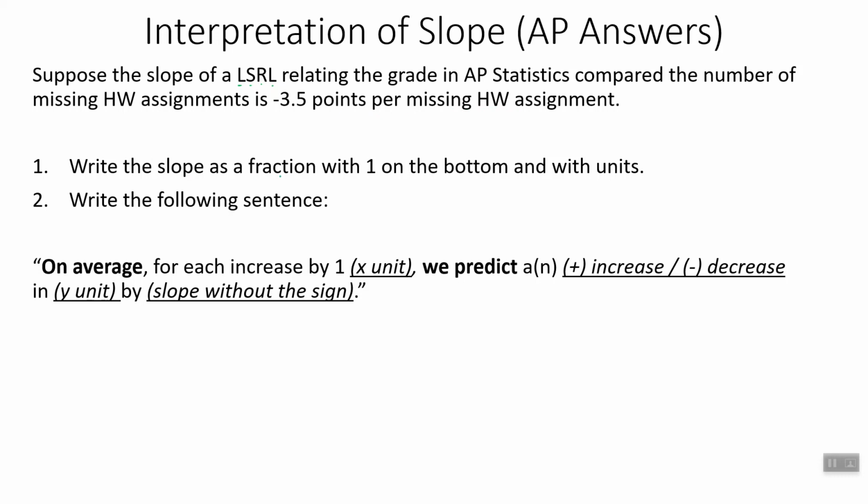First thing we want to do is write the slope as a fraction with 1 on the bottom and with units. So our slope is negative 3.5. Well, we can just say it's negative 3.5 over 1. Real easy. Just put 1 on the bottom. And this is, so the top was your statistics grade.